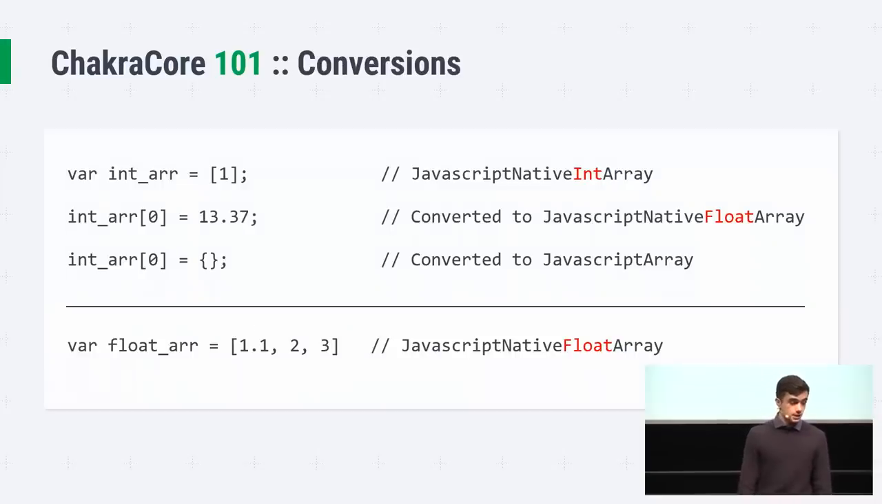So let's see how we can convert between the types. If we start off with an array of integers and we add a float to it, what happens is we convert the array to a float array.